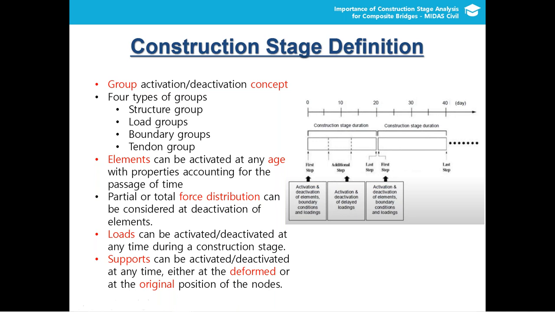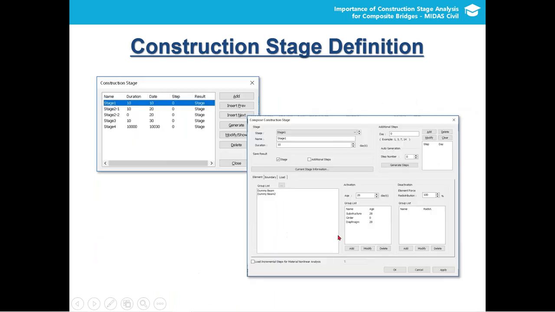The basic concept of construction stage definition in MIDAS Civil is based on group activation and deactivation. All structure, load, or boundary groups can be activated or deactivated during the construction sequence. You can see from the top left corner the list of stages. This can be automatically generated or they can be added manually in MIDAS Civil. In the stage definition, we can choose the name, the duration, whether to save the results for the stage or additional steps, and which elements, loads, or boundary conditions would be activated or deactivated in a given stage.